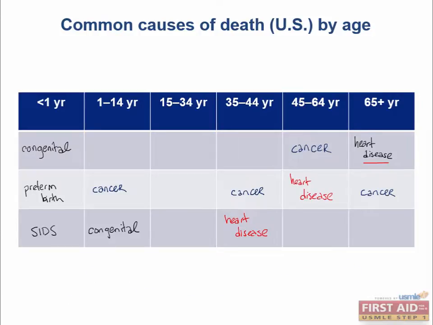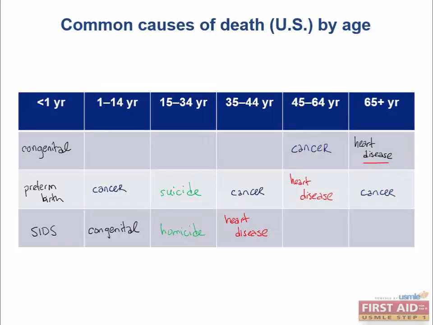Okay, here's the next trend for you. It's suicide. Suicides start showing up in the 15 to 34-year-old group. This isn't surprising. Think about your psychiatry section. Most psychiatric diseases first show signs and symptoms in the 20-year-old age group. Similarly, homicide trends in younger people, a number 3 killer in the 15 to 34-year-olds.